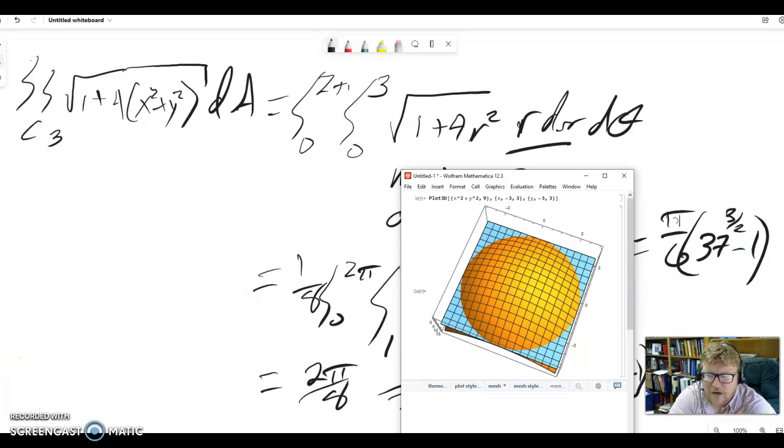I will be back on Wednesday, and we will use some of these surface integrals for some things like electromagnetism, because we're going to start talking about a vector field passing through a surface.